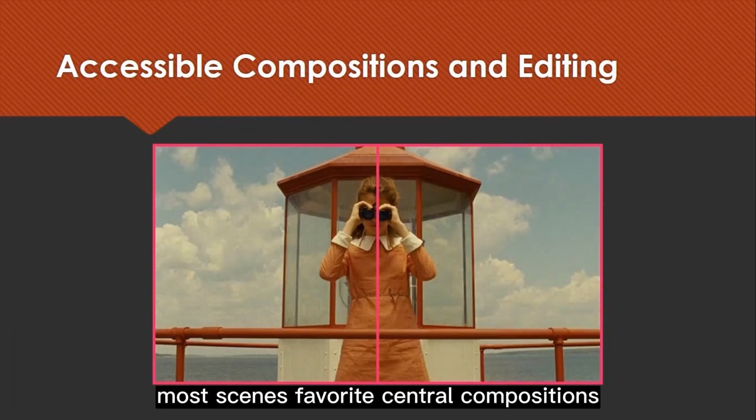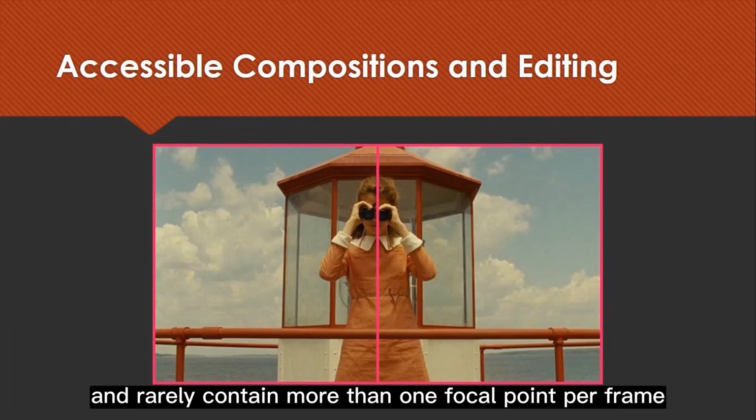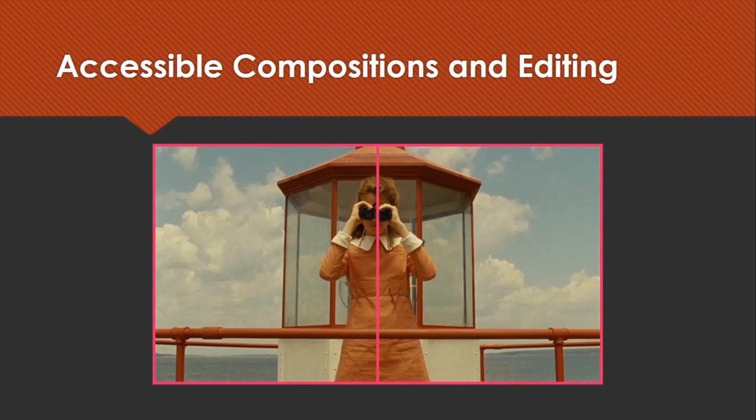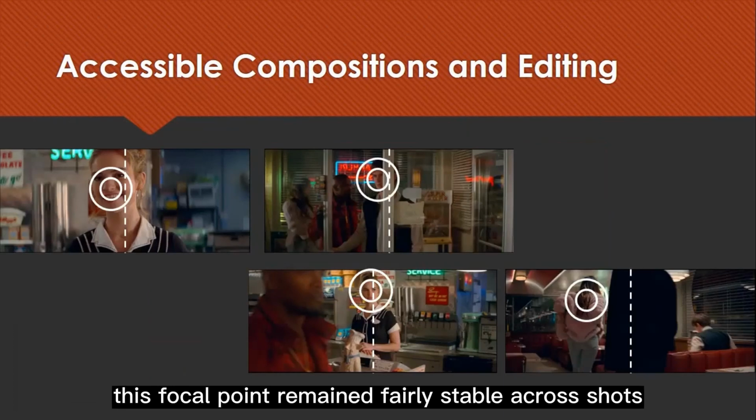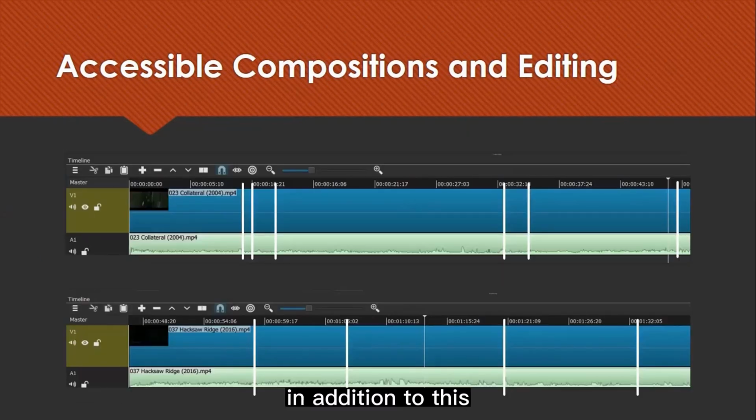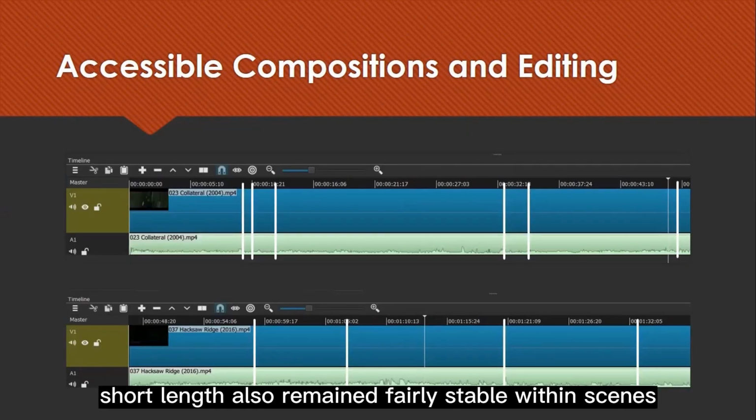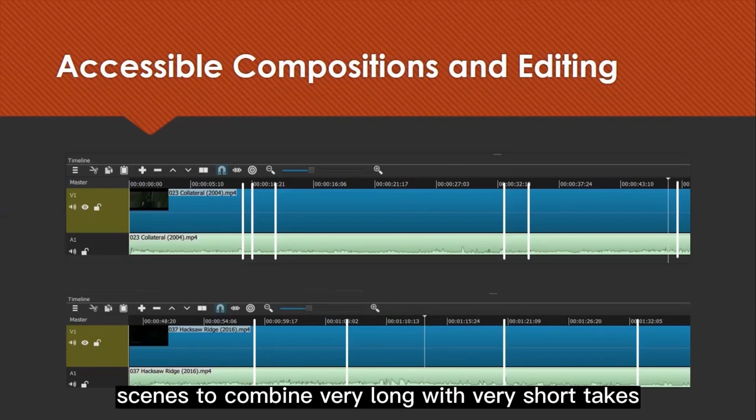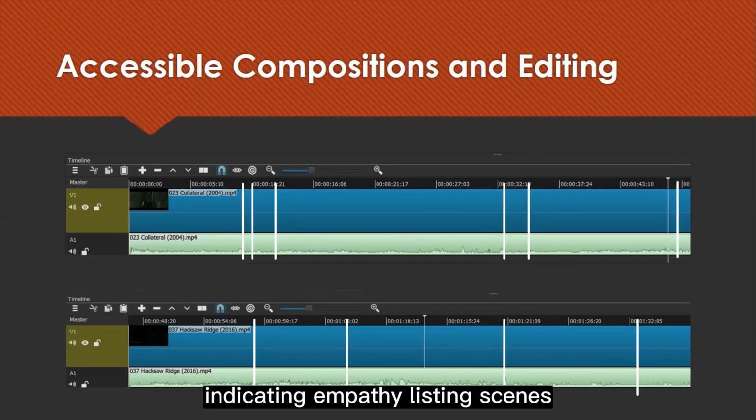Most scenes favored central compositions and rarely contained more than one focal point per frame. This focal point remained fairly stable across shots, reducing the amount of eye movements the viewer would have to make to follow the point of interest. In addition to this, shot length also remained fairly stable within scenes, and it was rare for scenes to combine very long with very short takes, indicating empathy-eliciting scenes generally maintain a constant pace.